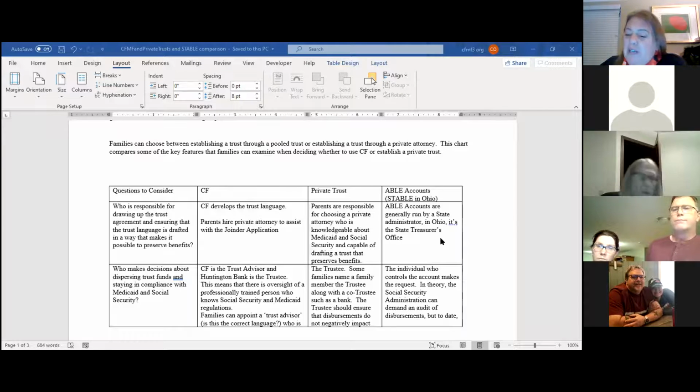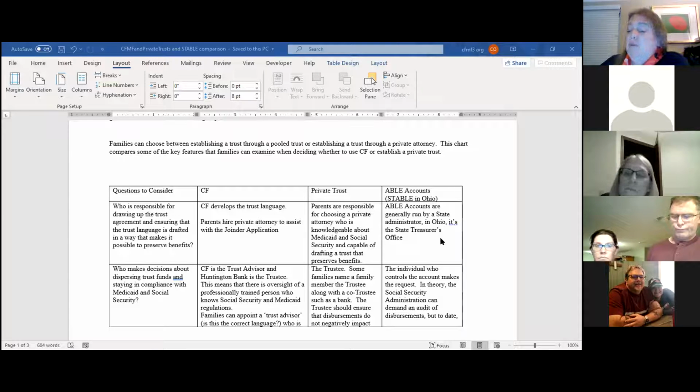So even I do private work, and I work a lot in Kentucky and Indiana, and sometimes I don't use a pooled trust because, like I said, the families tell me, "Well, we're going to move to North Carolina in 3 years." Well, why would we do a pooled trust that's specific to a state if you're going to move? So it's not necessarily the best choice.